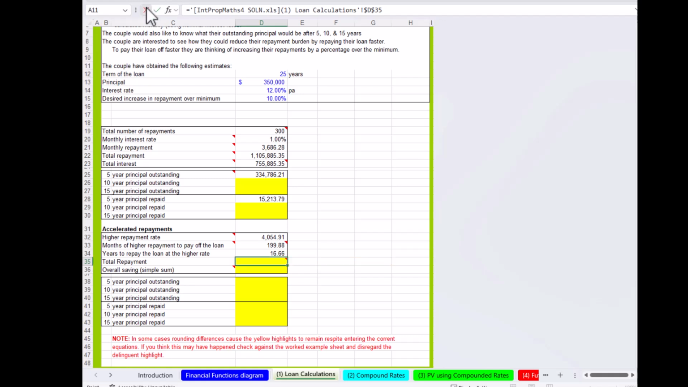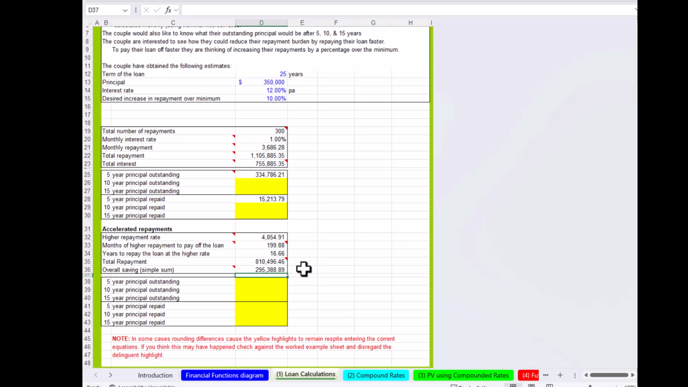It's going to be the total repayment is the number of repayments multiplied by the repayment amount. That's going to mean that my repayment now has come down from 1.1 million down to only 810,000. In other words, I've saved, well, I can work that out. I've gone from 1.1, now I'm only paying 810,000. And what we see is that there's something like almost $300,000 saved.